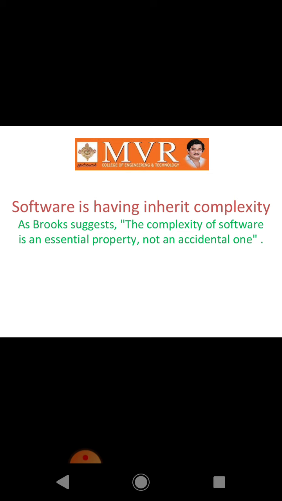Brooks suggests that the complexity of software is an essential property, not an accidental one. We observe that this inherent complexity derives from four elements: the complexity of the problem domain, the difficulty of managing the developmental process, the flexibility possible through software, and the problems of characterizing the behavior of discrete systems. These are the four elements in software complexity.